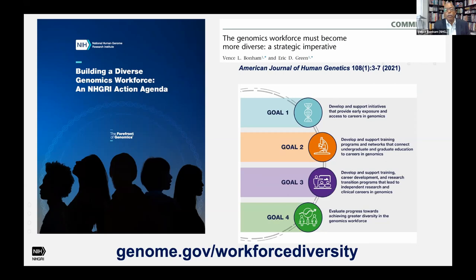And third, to develop and support training and career development and research transition programs that lead to independent research and clinical careers in genomics. This is an area where I think that this group can play an important role with regards to goal two and goal three with regards to the AnVIL network. And finally, goal four is to evaluate the progress toward achieving greater diversity in the genomics workforce. So we are going to evaluate all of our programs, all our efforts and activities to determine if they are making a difference and to modify them as appropriate so that we can truly use the resources, the programs, the initiatives that we start to actually improve the diversity of the field.